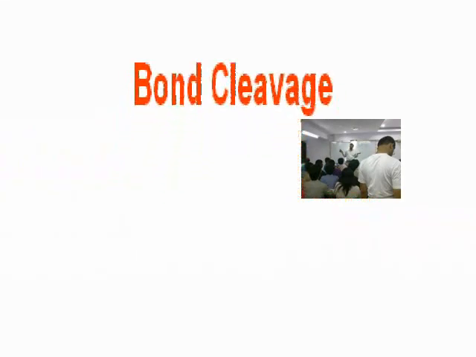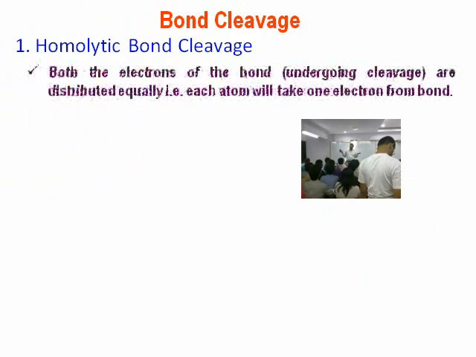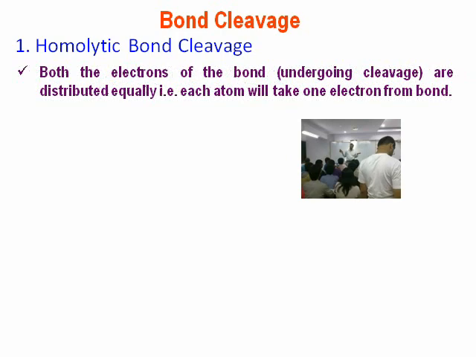Bond cleavage. Bond cleavage is of two types. One is homolytic bond cleavage. Homolytic cleavage is that in which both the electrons of the bond are distributed equally. Each atom will take one electron from the bond. There will be no new charges that will be generated.